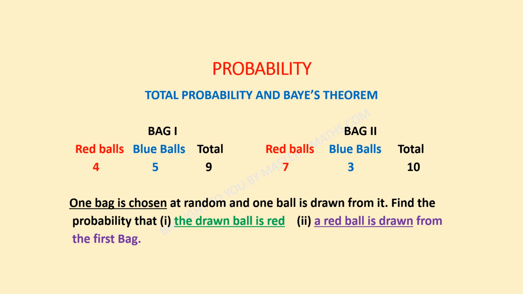If you see the second subdivision, a red ball is drawn. They are also the same thing, but from the first bag. So, you are concerned about one specific case. It may be either the first case or the second case. Here, you want to draw the red ball only from the first bag. That probability is asked. So, it is about a particular option specified. So, this comes under the concept of Baye's Theorem. I will explain the sum further.